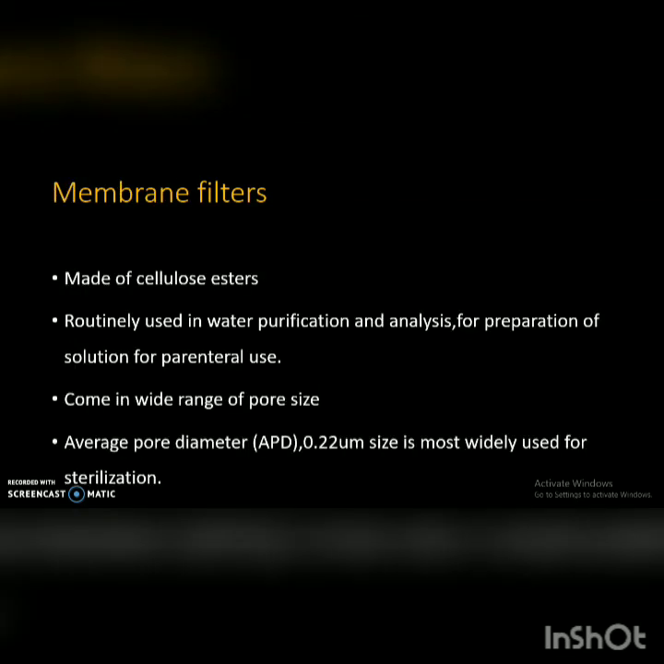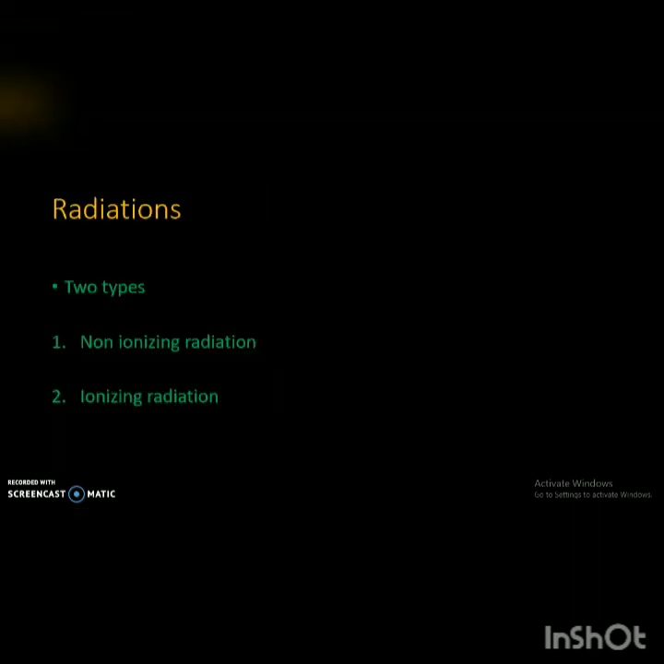Then membrane filters, they are mainly made of cellulose esters, routinely used in water purification analysis for preparation of solutions for parenteral use, etc. It is available in a wide range of pore sizes. The average pore diameter is 0.22 micrometer and is most widely used for sterilization. That's all about filters. Next one is radiation.